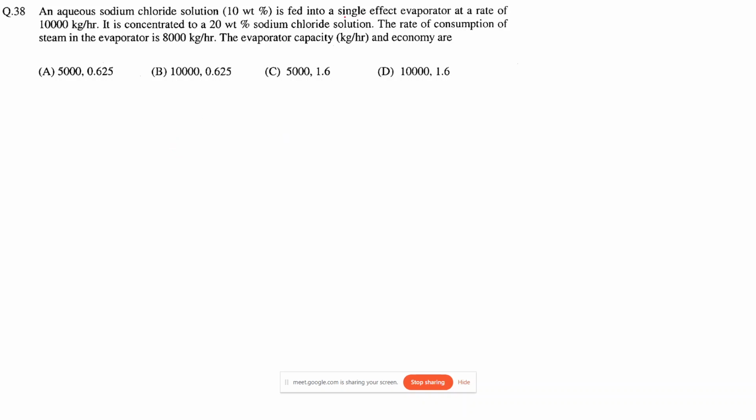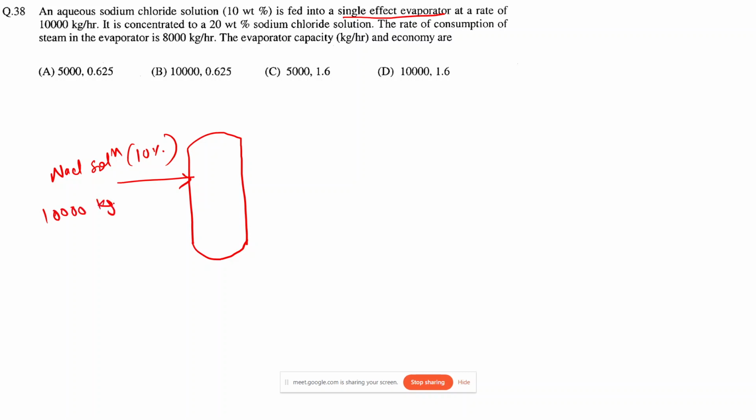So here we have been given a single effect evaporator. So let's draw a single effect evaporator over here, in which aqueous NaCl solution is fed. So this is our feed, and in which we are feeding this NaCl solution of 10 weight percent, and the mass flow rate is 10,000 kg per hour. It is concentrated to 20 weight percent solution. So this is our concentrated product or the concentrated solution, which is 20 weight percent. We haven't been given the mass flow rate for this.